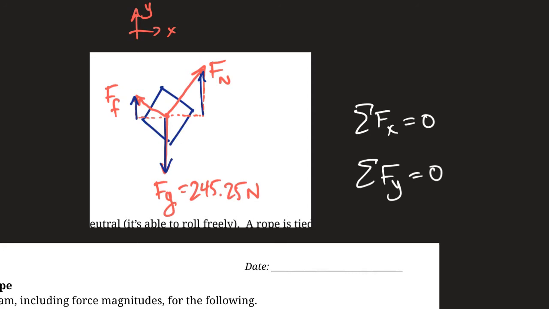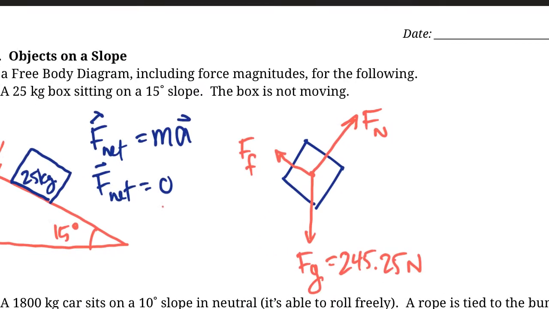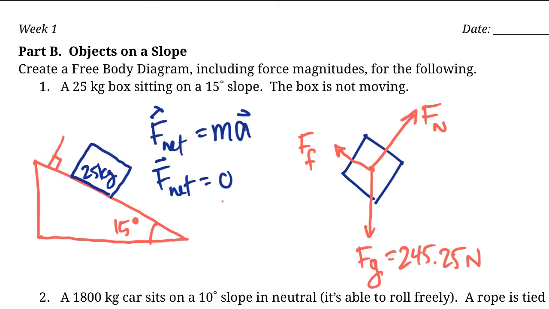But it's not the easiest thing in the world. There's actually an easier way to approach problems like this. And this is the reason why I made a copy of this. Because what if, instead of making x to the right and y up, what if we made our coordinates along the line of the ramp?